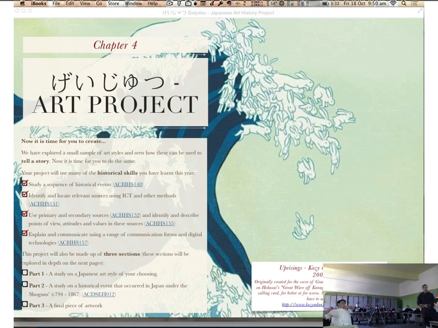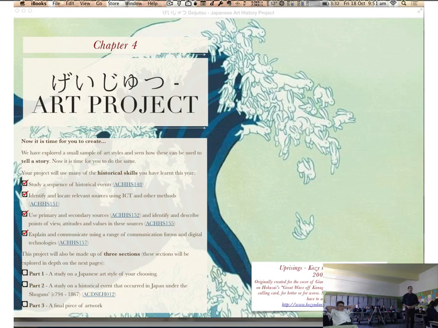Part one is you're going to study a Japanese art style. And you're going to choose it. Any art style you like, as long as it's a traditional Japanese art style. I'll explain what you do in a second. You might pick some of the few that I showed you, or you might find one that you want to do, because there are lots of them. You might choose one that is exactly what you like, and you want to find out more about it.